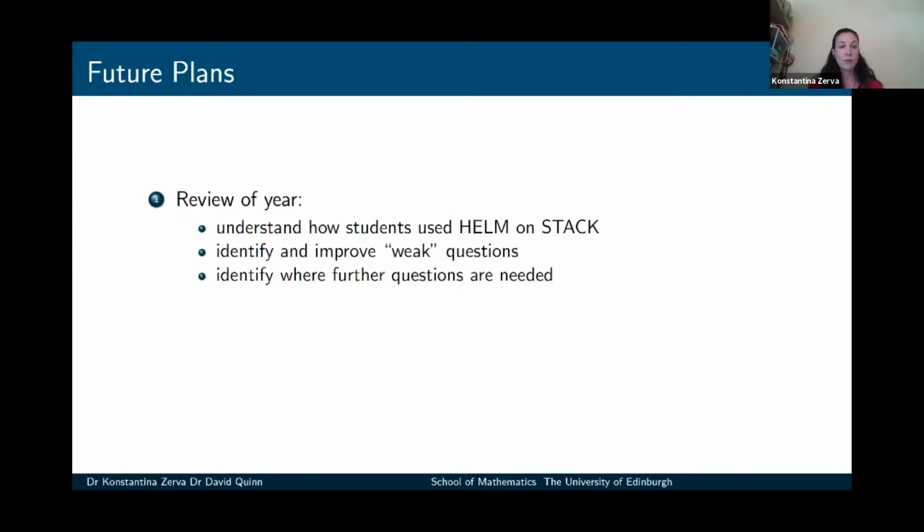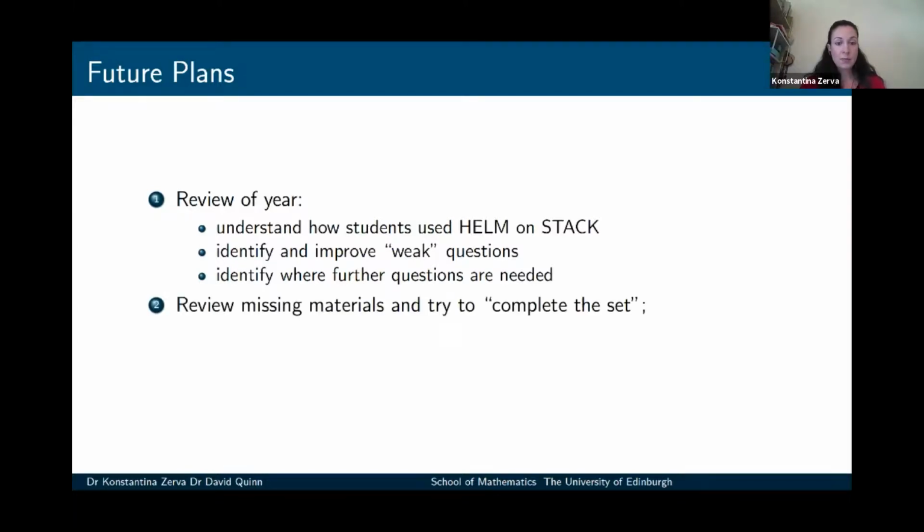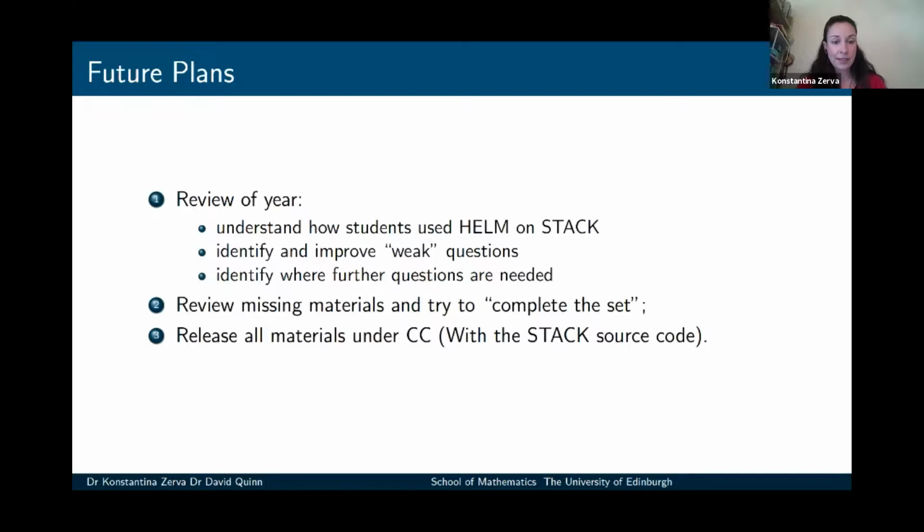We are aware that it was impossible to implement everything on Stack last year, especially questions with graphs. This summer, we're working on that, and we try to use some interactive JSXGraph graphs where possible. Then we want to review missing materials and try to complete the set. We only created the workbooks we needed for our teaching. We would like to convert the whole of Helm to Stack if this is possible. And we will release the materials under a Creative Commons license at the end of the summer. Actually, 2 interns started working on some of these plans a few weeks ago.